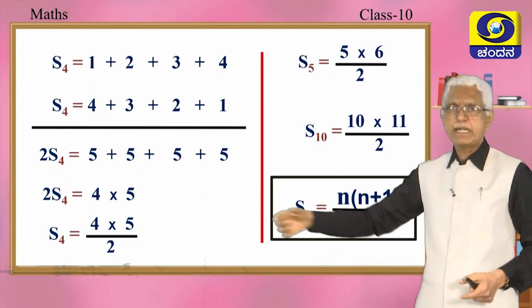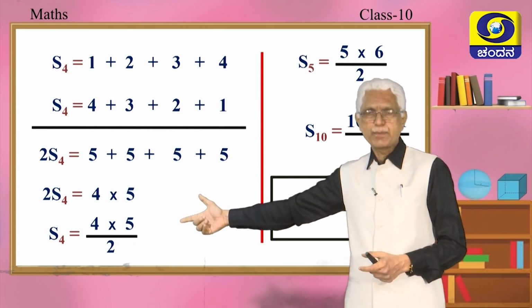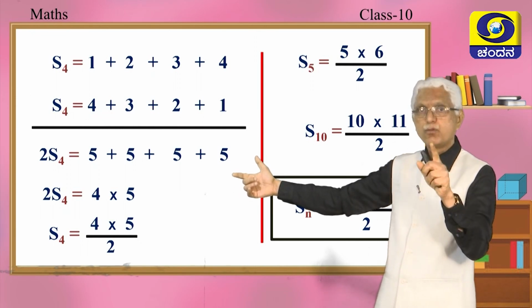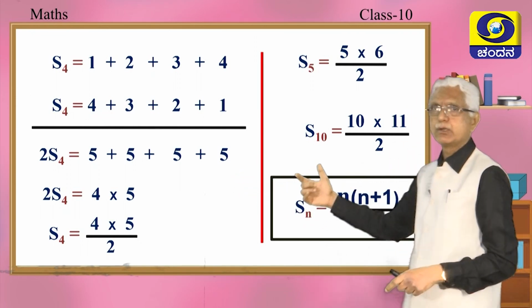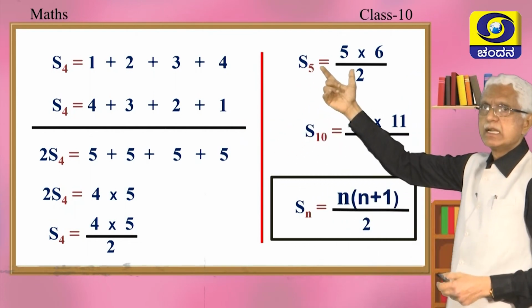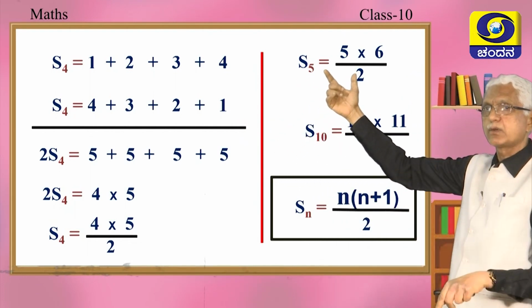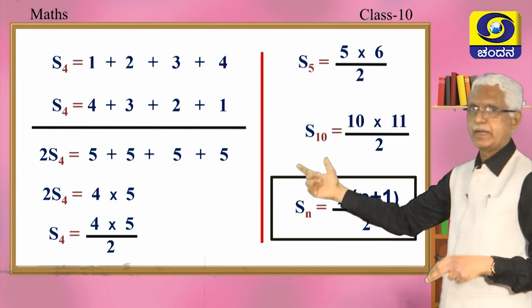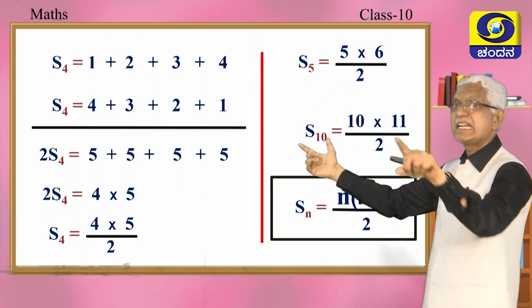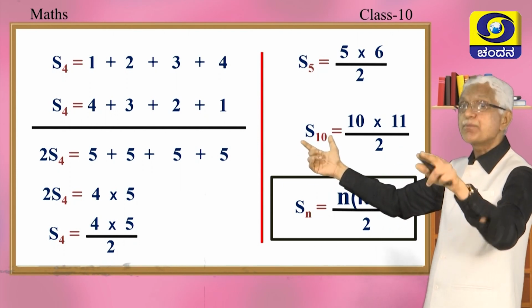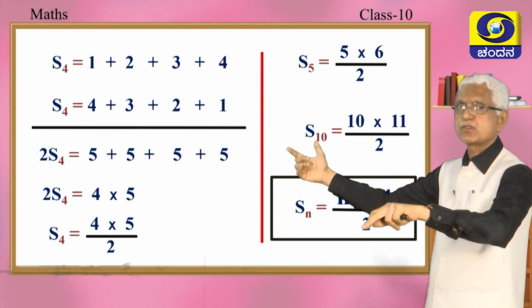Please watch. What is S4? 4 into 5 by 2. Can I write 5 as 4 plus 1? Yes, 4 into 4 plus 1 by 2. What is S5 here? 5 into 6 by 2. Can I write it as 5 into 5 plus 1 by 2? Yes, n into n plus 1 by 2. What is S10? 10 into 11 by 2. Correct. What is 11? 10 plus 1. So, 10 into 10 plus 1.